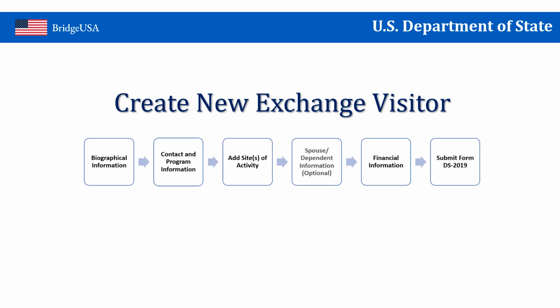The diagram shows how the system will navigate you through the creation process by highlighting the steps. We start by adding biographical information, entering contact and program information, then adding sites of activity. Spouse and/or dependent information can then be added. The final page of the create process involves adding financial information. Finally, the record can be submitted when all required information has been entered.